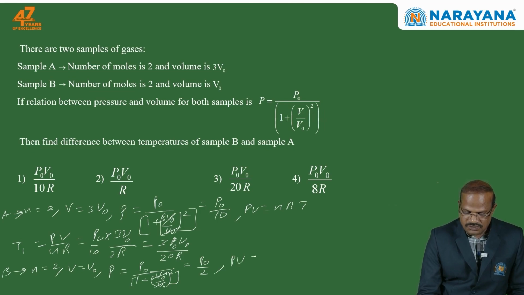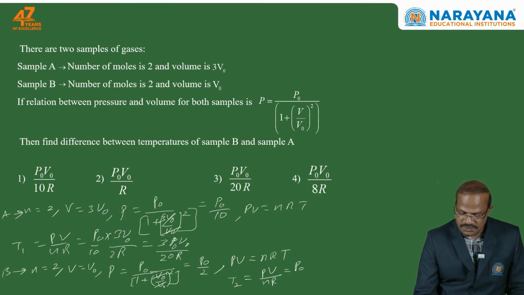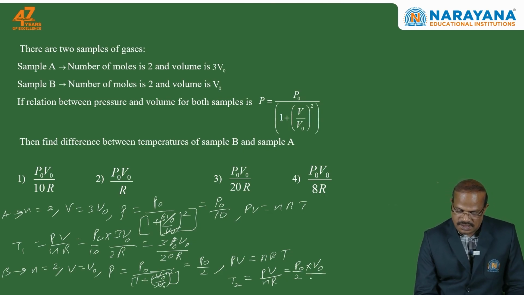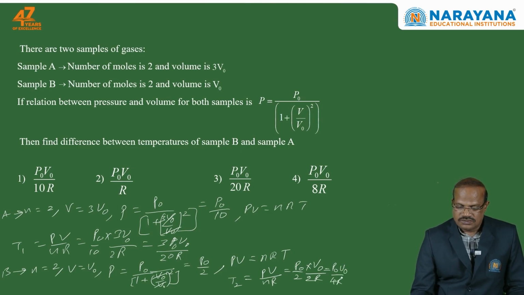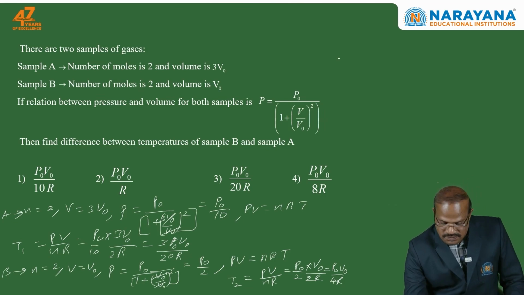So from PV equal to nRT again, T2, temperature of this, is PV by nR. P is P0 by 2, V is V0, n is 2 moles, into R. So this is P0 V0 by 4R. This is T2.